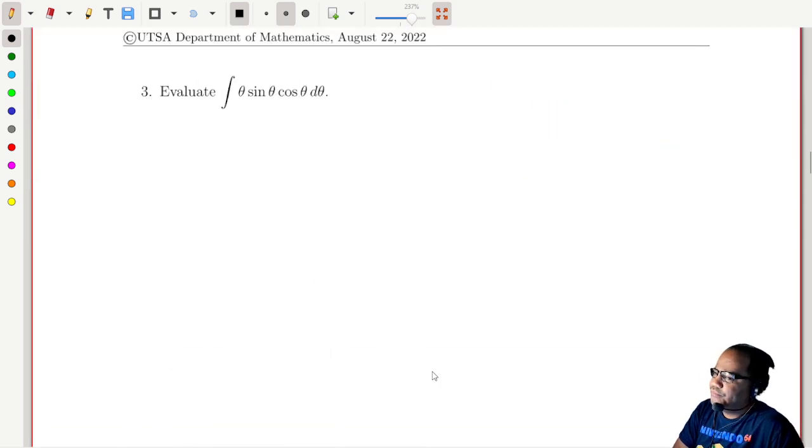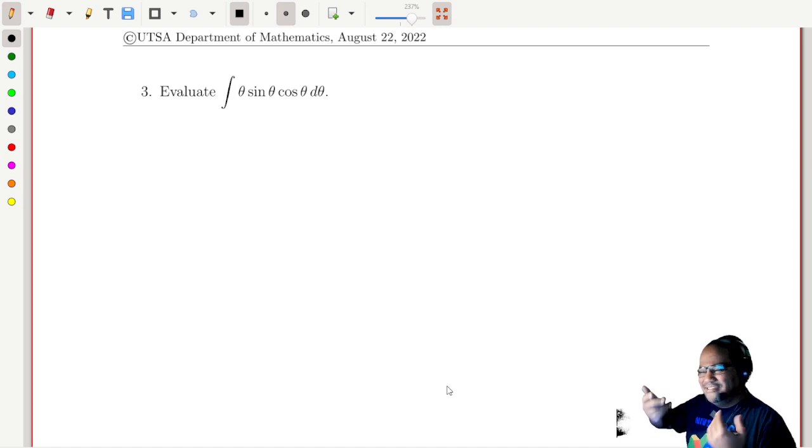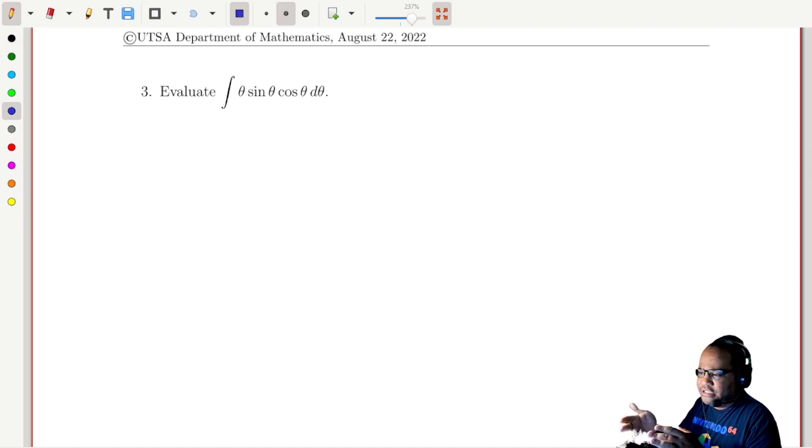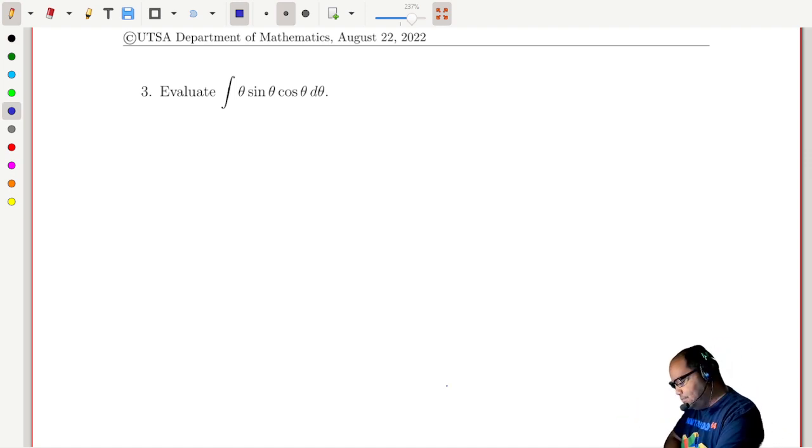Now, this one looks funky. Theta sine theta cosine theta d theta. There are probably a number of ways you can tackle this. You can set u to be theta, dv to be sine theta cosine theta d theta, and then there's a clever way. In fact, let's go ahead and go with that natural choice here, because something nice will come out, and this will show you how some of these integration techniques will work in tandem. So I'm going to set u to be theta, so that du is d theta.